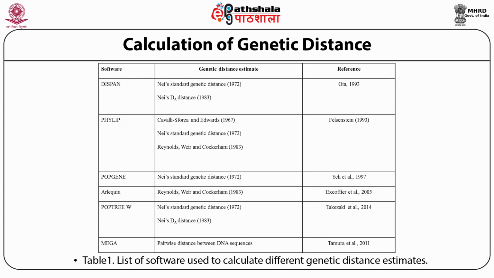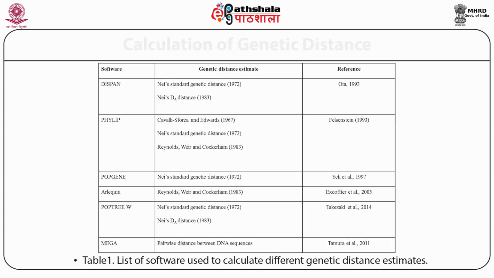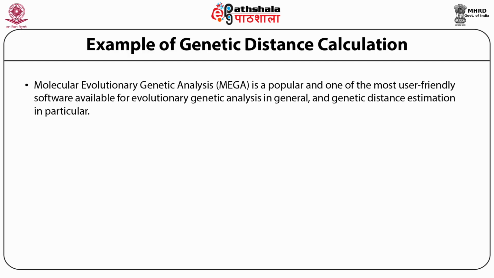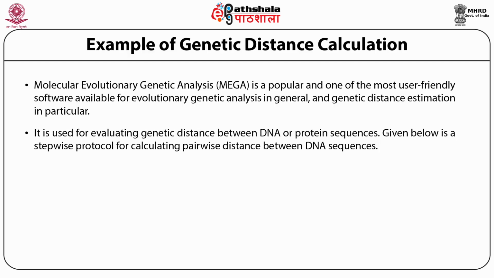Here you can see the various software used to calculate different genetic distance estimates, like DISPAN, PopGen, MEGA, PopTreeW, etc. Example of genetic distance calculation using MEGA. MEGA is Molecular Evolutionary Genetics Analysis, which is a popular and one of the most user-friendly software available for evolutionary genetic analysis in general and genetic distance estimation in particular. It is used for evaluating genetic distance between DNA or protein sequences.